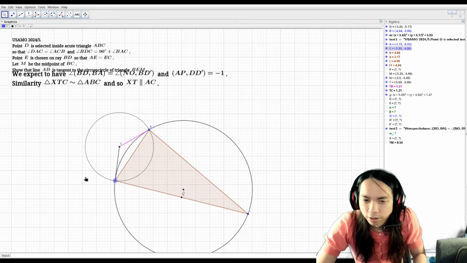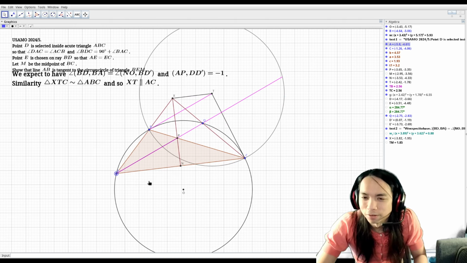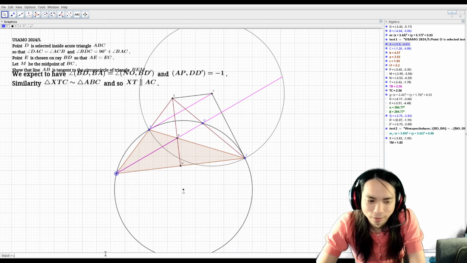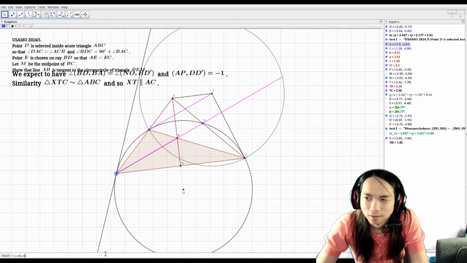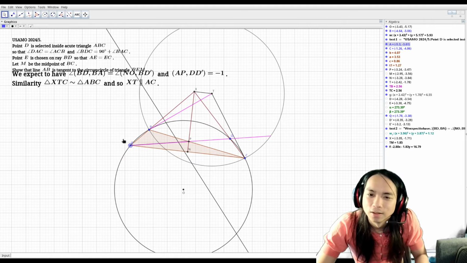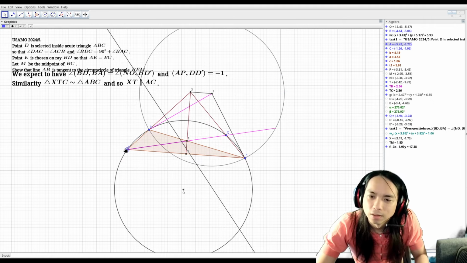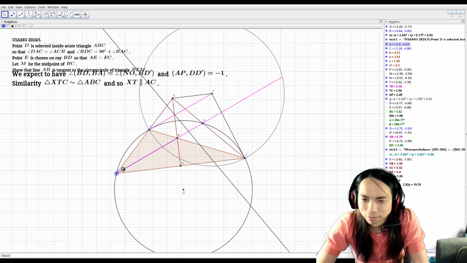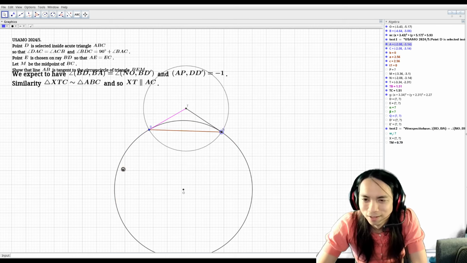Yeah, the claim is that as I vary A, like, APDD... okay. What on earth? Wait, something went wrong. That's not true that it's the... I screwed something up. It's not passing through P. What? I thought I got that it was a harmonic bundle. What did I do?